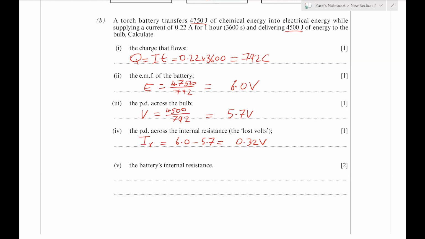To find the battery's internal resistance for the last part of the question, well, I times R was 0.32 volts. So the internal resistance is going to be that 0.32 divided by the current, which was 0.22, and again using the answer button on the calculator, we end up with that internal resistance as being about 1.43 ohms, so let's just call it 1.4 ohms.